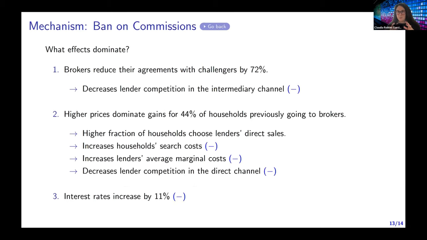In this new equilibrium, brokers decide not to do almost any business with the new banks because these banks are so costly for them that they decide to exclude them from their network. This is going to reduce competition in the broker channel. Now, because consumers are no longer getting a better product from the brokers, they don't want to pay the higher fees, so they're going to move to the direct channel. And once they're in the direct channel, they go to the nearest branch, and competition also drops. Bottom line, this is horrible news for the consumers, and prices are going to go up by 10%.